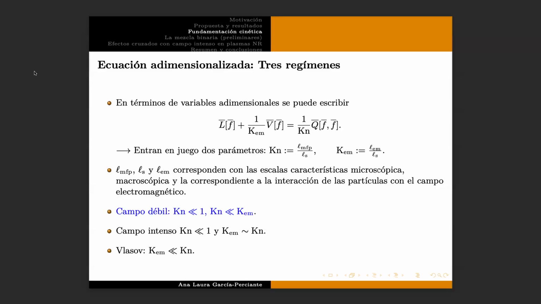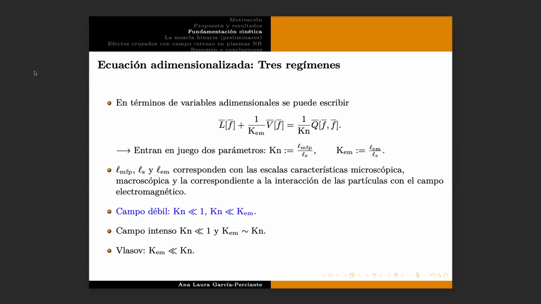So we can separate three different cases. The case we are treating here is the one we call the weak field. In this case, collisions dominate. So particles collide a lot before completing an orbit, and the electromagnetic force acts like just an external force.